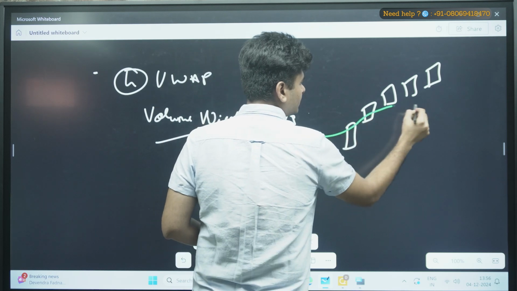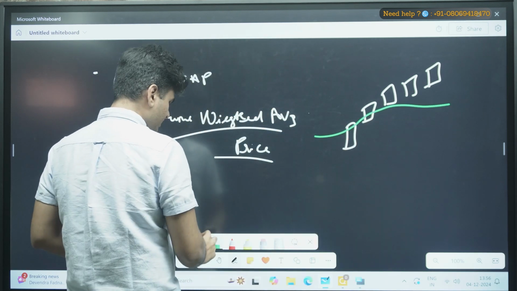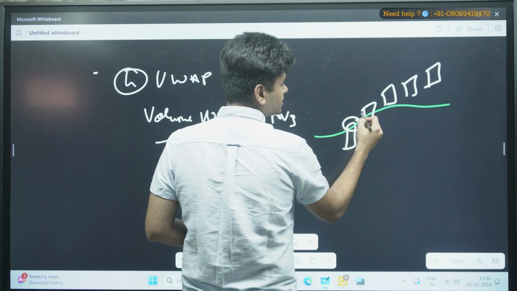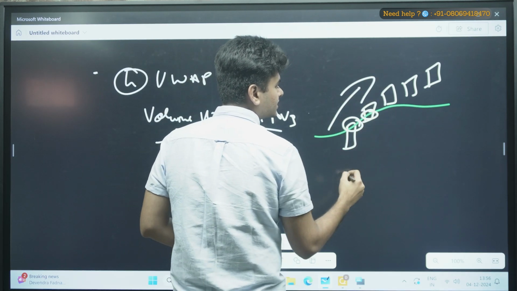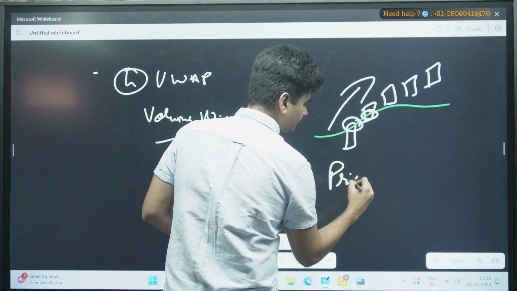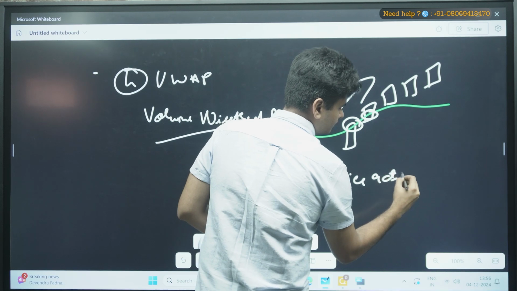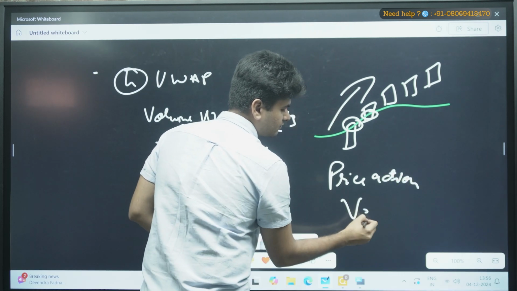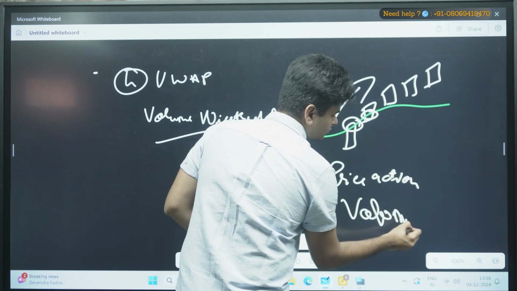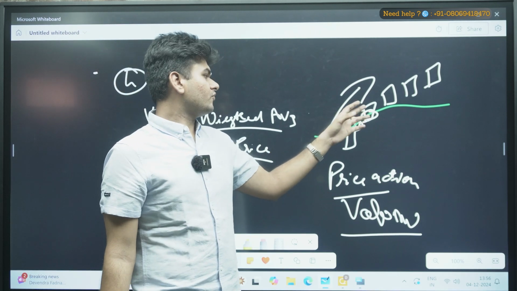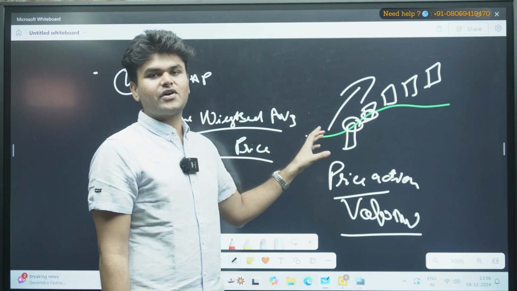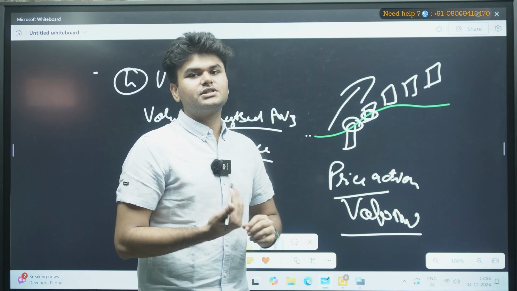Let's just suppose this is the VWAP. Now we are seeing that the price is crossing here. That means this particular momentum is coming with the price action and volume supported also. So volume is also supporting this price action. That is why we are seeing an up move. So VWAP helps us identify the trend which can be a little sustainable.